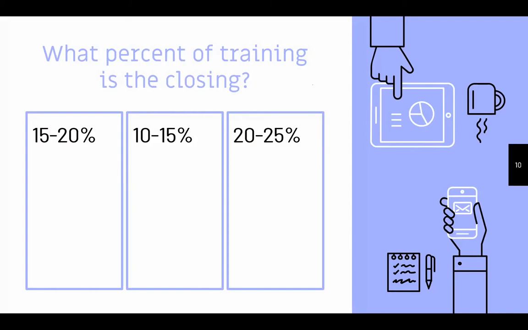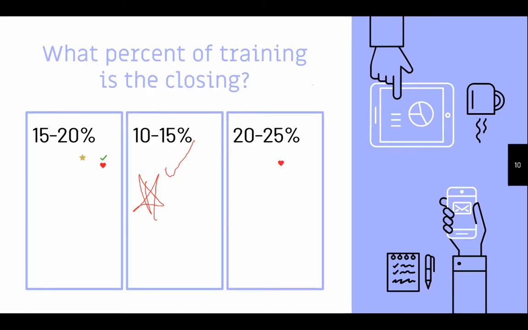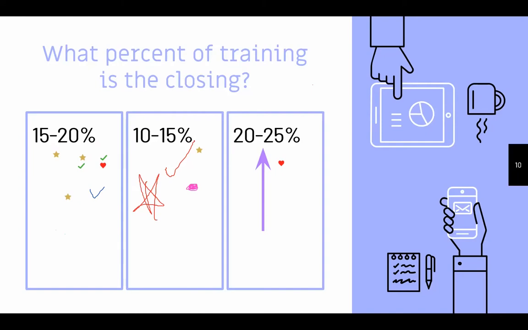When you're looking at doing your closing, what is the correct amount of time, percentage of your whole training, that you should be planning for your closing? And if folks are having trouble using annotate, feel free to put your answer in the chat. I'm impressed that people are so good at using annotate. Let's see what we're seeing.